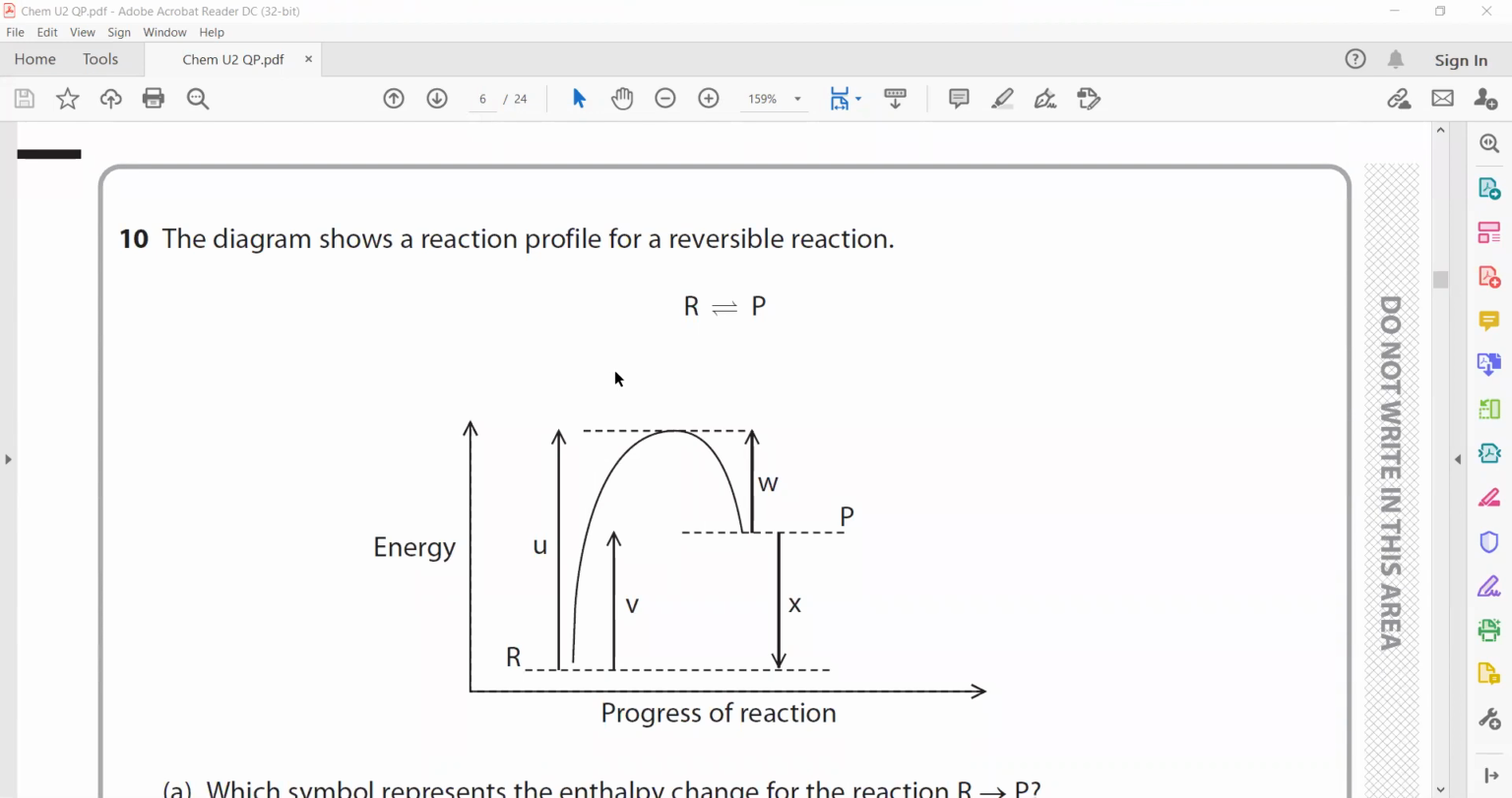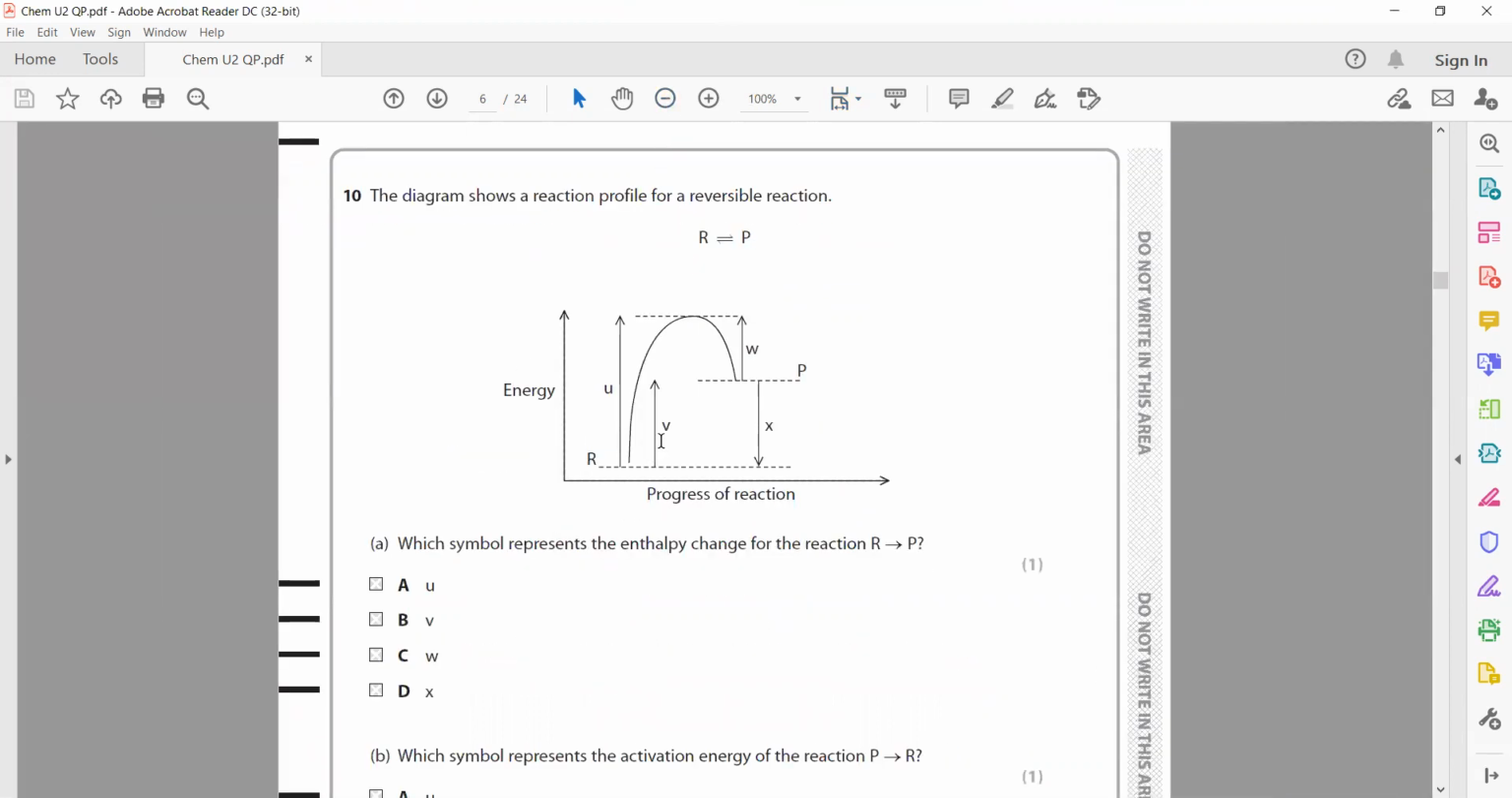The diagram shows a reaction profile for a reversible reaction. So the reactant can form a product, and the product can decompose and form back the reactant. Which symbol represents the enthalpy change from reactant to product? The reactant has low energy and the product has high energy, so this reaction is endothermic. An endothermic reaction has a positive enthalpy change, so the arrow should point up. That's why B is the right answer.